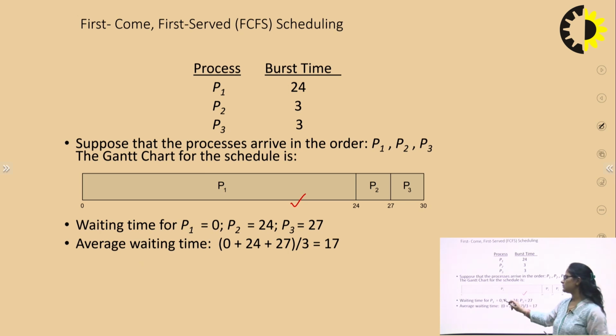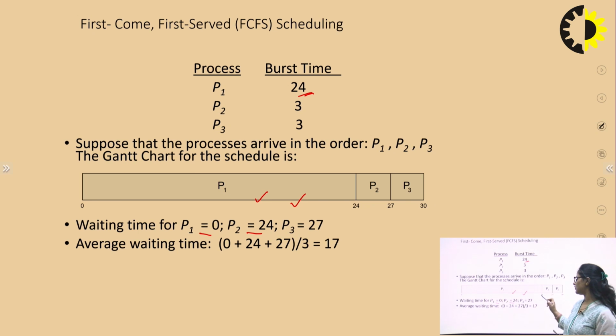At time 0, P1 arrives and the CPU is scheduled to P1. It arrives and takes the CPU immediately, so its waiting time is 0. Now coming to P2. P2 has arrived, but because the CPU was already allocated to P1, it was waiting for 24 milliseconds. Until P1 finished its work, P2 was waiting.